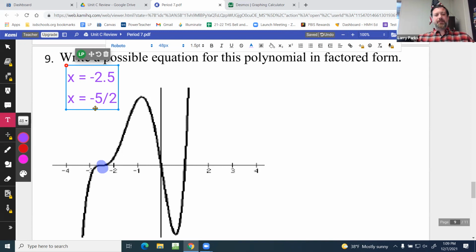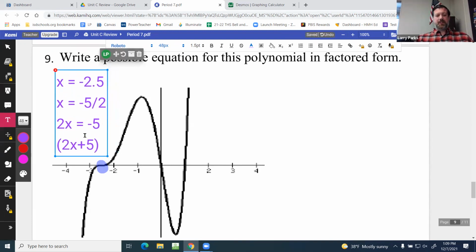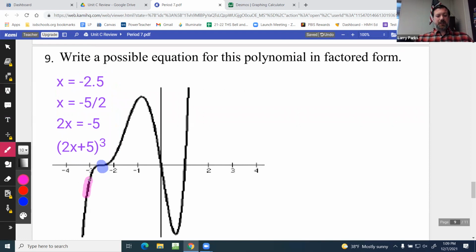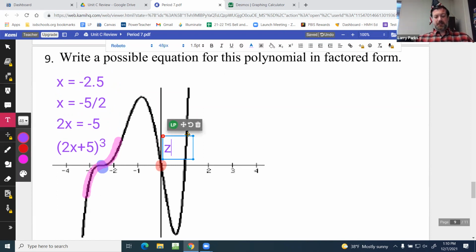And then if I multiply both sides by 2, I get 2x equals negative 5. And then if I add 5, I get 2x plus 5. Okay. So if I set 2x plus 5 equal to 0, I get negative 2.5. And then furthermore, it's going to be to the 3rd power because it does what we call squiggles right here. Anytime it looks like that, that usually means to the third power. Here we got a solution there. It goes straight through. That would just be x.